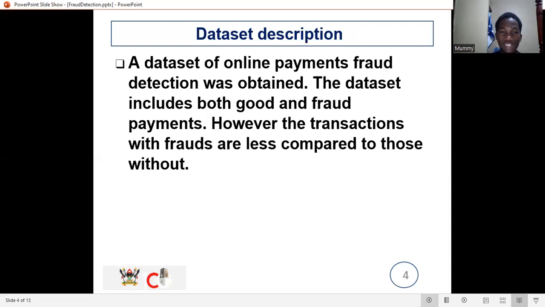So, the dataset description. A dataset of online payment fraud detection was obtained from the Kaggle website, and it includes both good and fraud payments. However, the transactions with fraud were fewer compared to those without fraud. According to the research I made, most financial datasets have this imbalance where the bad transactions are fewer compared to the good transactions. So I believe that's also the cause of the imbalance in our dataset.